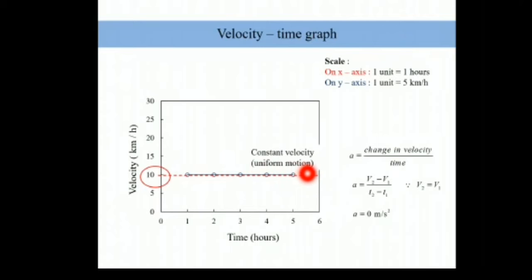A vehicle covers equal distances in equal times, right? That we have seen. So when the vehicle is in uniform motion, distance increases, time increases, but velocity never changes. So constant velocity means uniform motion. Uniform motion means the acceleration of the vehicle is how much? 0. Very important. Everyone has to remember this.